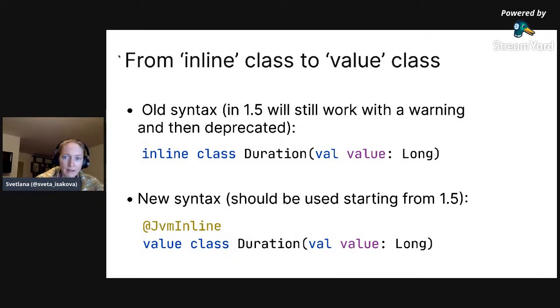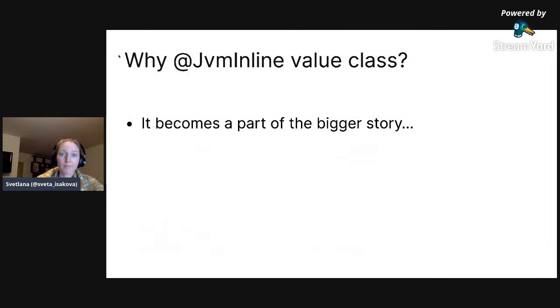If you follow the language changes and were using inline classes before, you might be wondering why the syntax changes. It was inline class before, but now it's value class annotated with the JVM inline annotation. Why? Inline classes now become a part of the bigger story, a case of a value class with a specific optimization. So now let's talk about value classes.